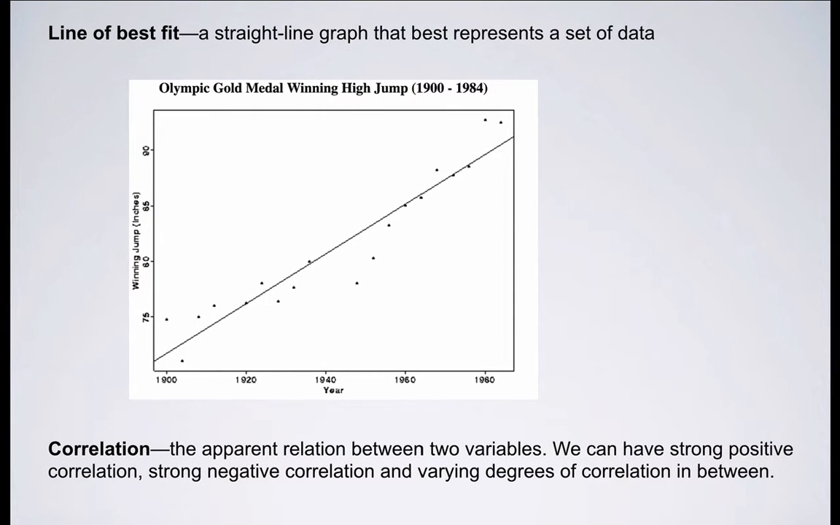Again, correlation is the apparent relation between two variables. We can have a strong positive correlation. An extremely perfect positive correlation would be all the points lining up in a line that goes up to the right, so that as one variable increases, the other variable increases. This would be an example of positive correlation. I wouldn't call it strong, I would call it positive, and I'll talk in a little bit about how you can classify varying degrees of correlation.